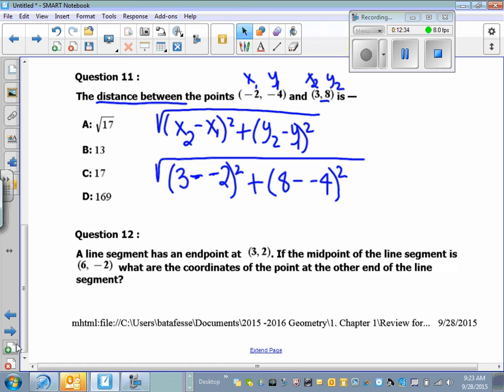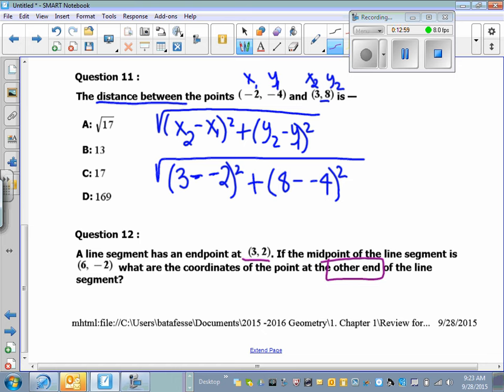Number 12 is talking about the line segment has an endpoint at 3 and 1. If the midpoint of the line is 6 and negative 2, what are the coordinates of the other endpoint? See, this is the key word. You're looking for the other endpoint. Okay, so this is the one we can do double subtract, or you can graph it. Since a lot of you like double subtract, I'm going to do it that way.